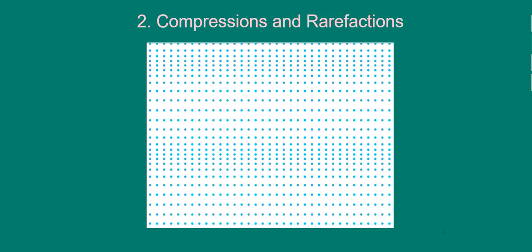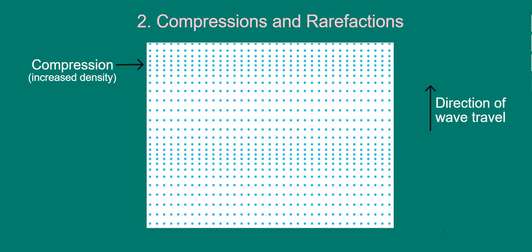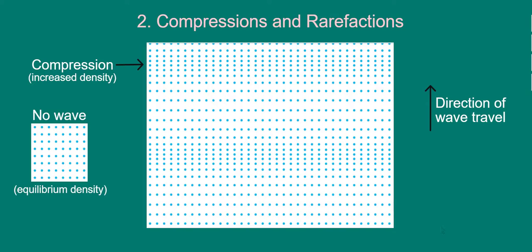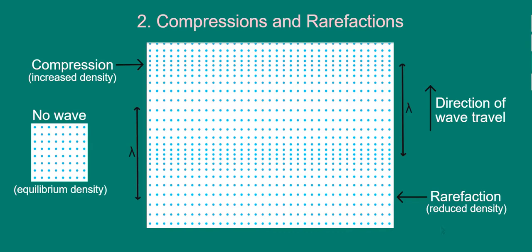Given a longitudinal wave moving up, for instance, there will be regions known as compressions. Such regions are characterized by the particles having an increased density, or being squashed closer together, relative to the equilibrium density that would exist if there were no wave. On the other hand, regions known as rarefactions consist of the particle density being lower than the equilibrium density. A wavelength separates neighboring compressions and neighboring rarefactions.